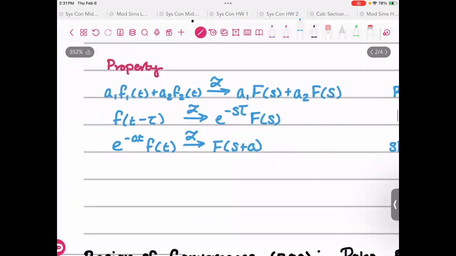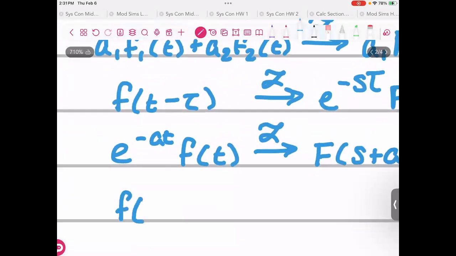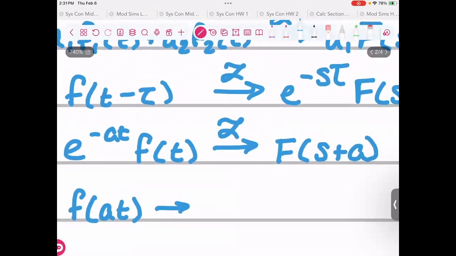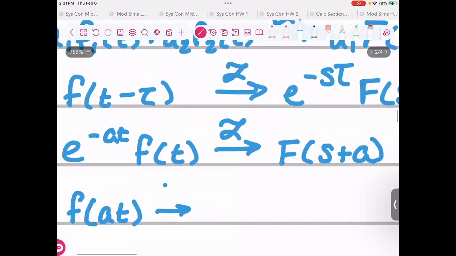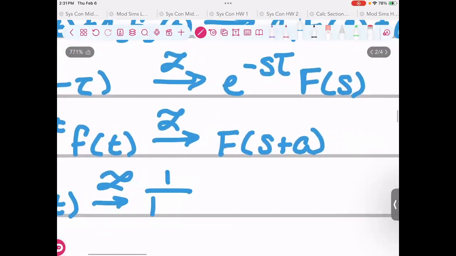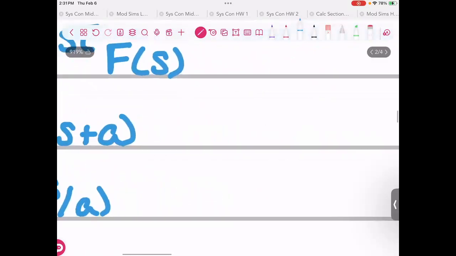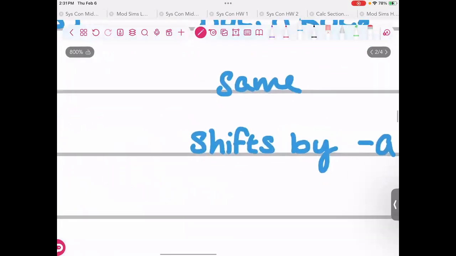The next one that we have here is f of at. So if all your f of t's have a multiple for the t, take the Laplace of that, it becomes 1 over the absolute value of a times F of s over a. And here, the ROC is a little bit complex.